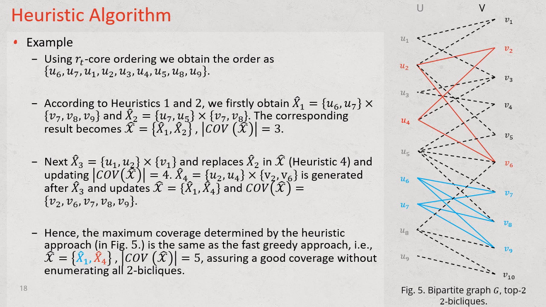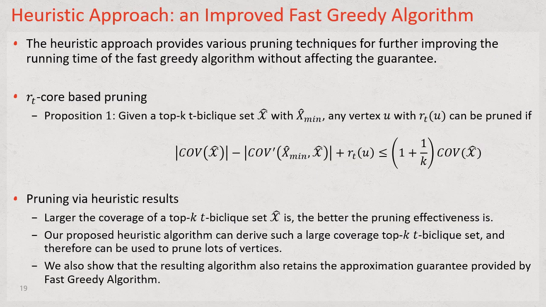Note that the algorithm still generates t-Bicliques, however they cannot satisfy the replacement condition and hence are incapable of updating the current result. Now, although the heuristic algorithm provides a good coverage, also evident from the later experiments, it does not provide any approximation guarantee, and therefore we integrate our heuristic algorithm with the fast greedy approach to provide an approximation guarantee. Since we know that the larger the coverage of the top t-Biclique set is, the better the pruning effectiveness is.